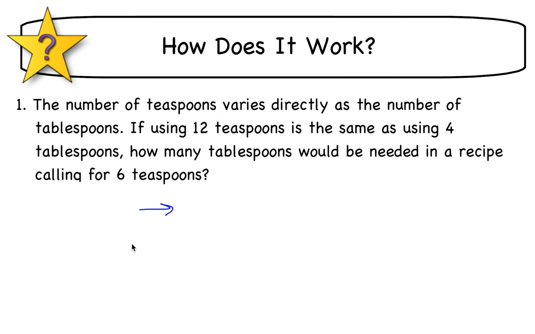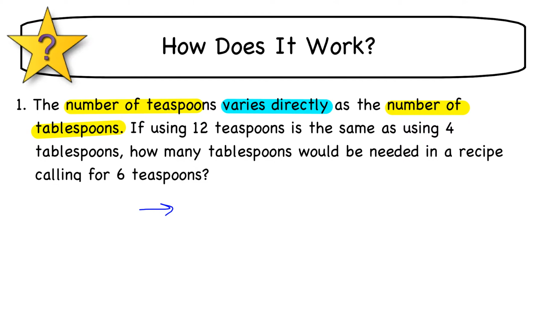So here's how it works. In this example, it says the number of teaspoons varies directly as the number of tablespoons. So there's your two statements. The number of teaspoons, and it tells you it varies directly. So those are key words, varies directly. Okay, so look for those, as the number of tablespoons. So those are our two quantities that are varying that we care about. So I highlighted those to kind of show you what it is we're looking for.